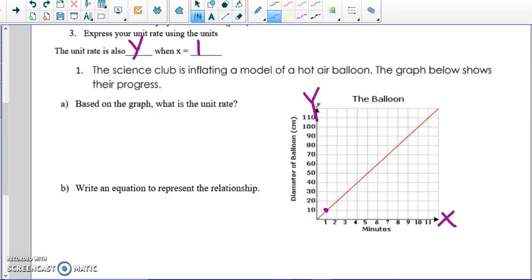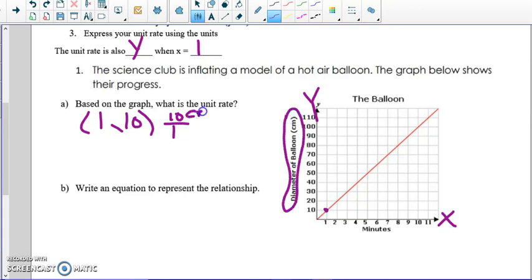Here it says, based on the graph, what is the unit rate? X is 1, Y is 10. That's my unit rate, 10 over 1. Now I have to include the units. If I look back at my graph, it's labeled that Y is the diameter, in centimeters, and X is the number of minutes. So that means that the hot air balloon inflates at a rate of 10 centimeters per 1 minute.